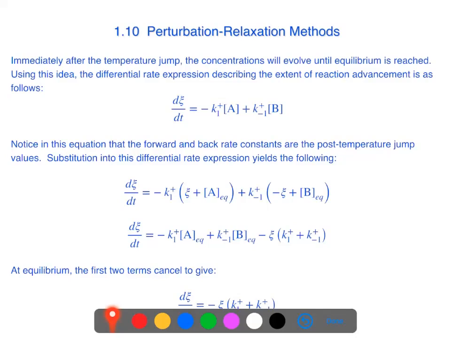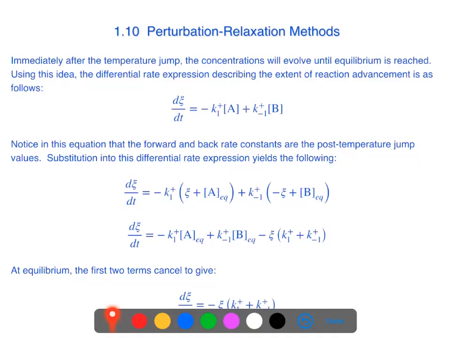If we substitute into this differential rate expression, we get the following. So if we take the concentration of A and B and we substitute in for the expressions that we defined on the previous slide, we're left with the following. So we substitute in xi plus the concentration of A at equilibrium and minus xi plus the concentration of B at equilibrium. Now, if we multiply through and collect like terms, we're left with the following expression.